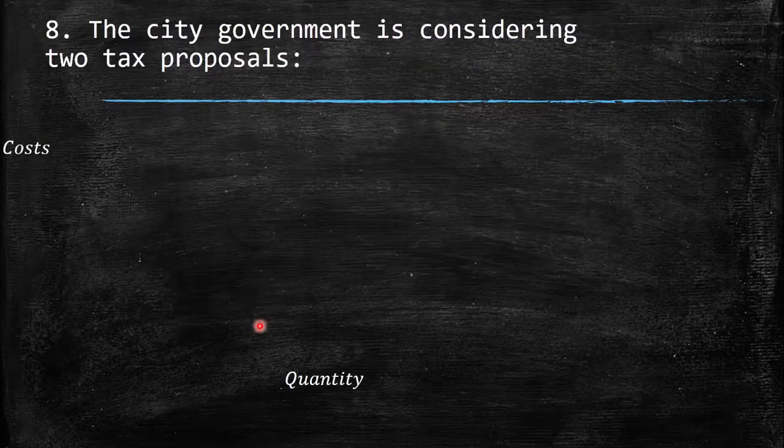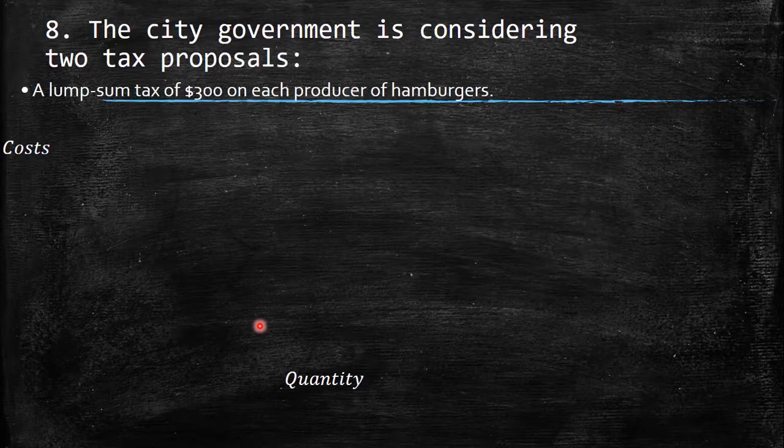Next question says, the city government is considering two tax proposals. The first proposal is a lump sum tax of 300 on each producer of hamburgers. Remember, when we talk about a lump sum tax, it means that it doesn't matter if you produce 0 pizzas or you produce 100 pizzas, everyone needs to pay these 300. So automatically you grasp that it won't affect the variable cost. It will go directly to the fixed cost.